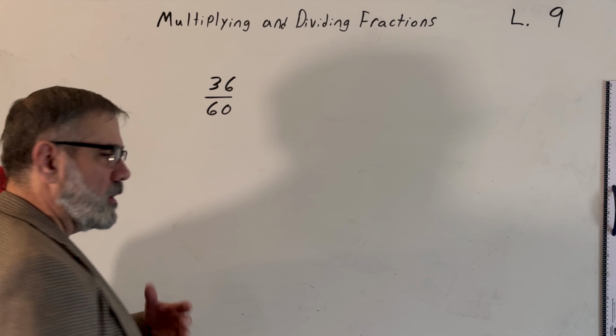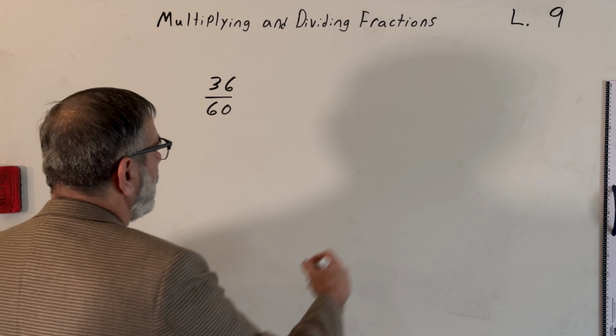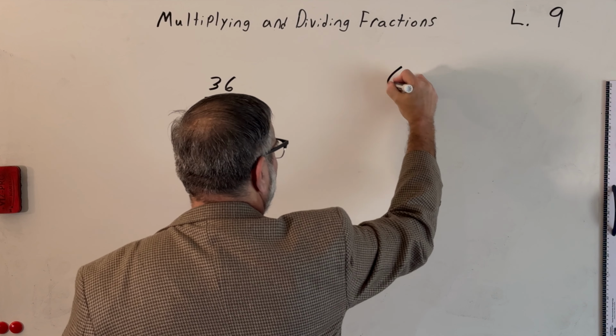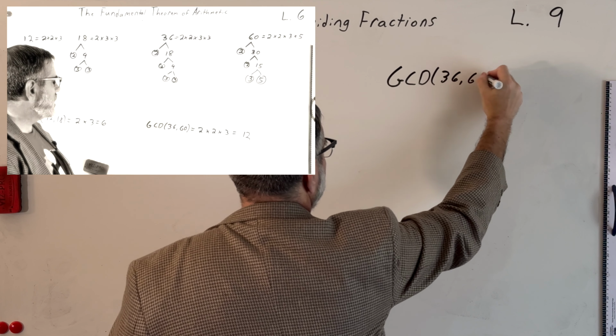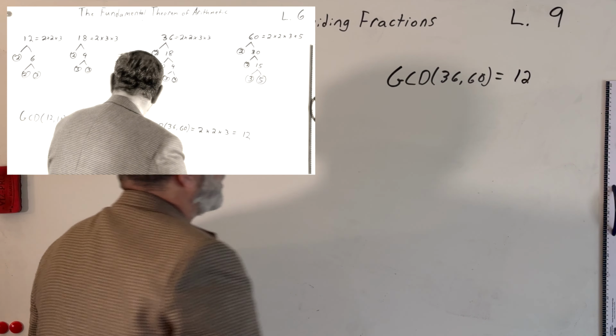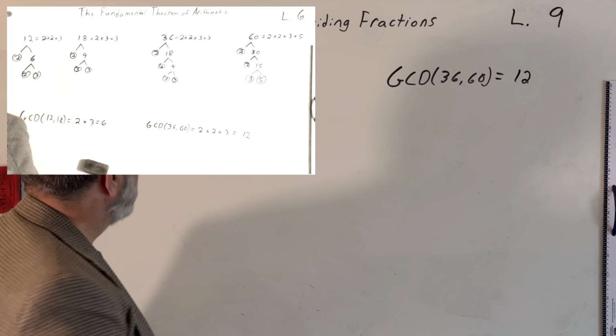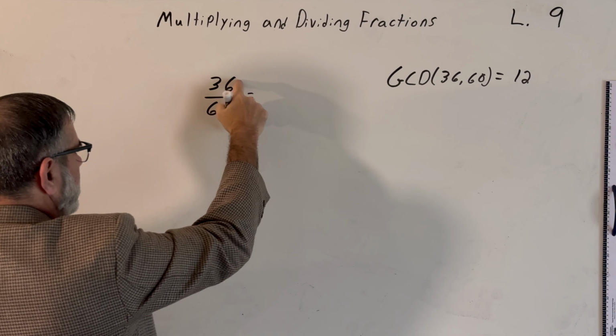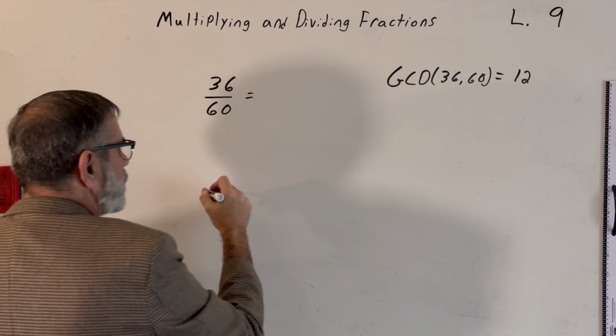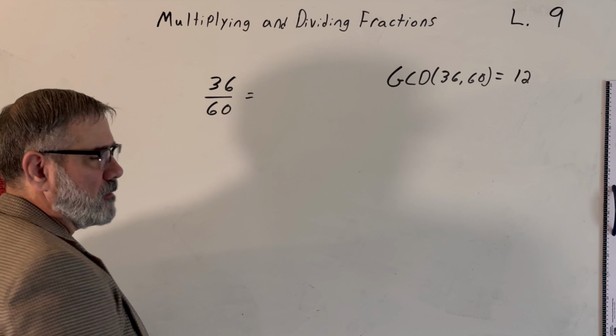If you want to see how it's done, you can go back to lecture 7 and you will see that the greatest common divisor of 36 and 60 is 12. That's what we calculated in class before. And so if I divide the numerator and the denominator by 12, I can replace them with those quotients, and that will be the terms in my reduced fraction.